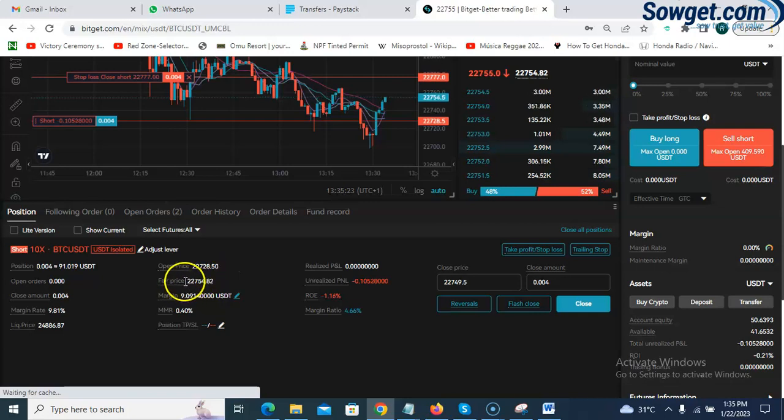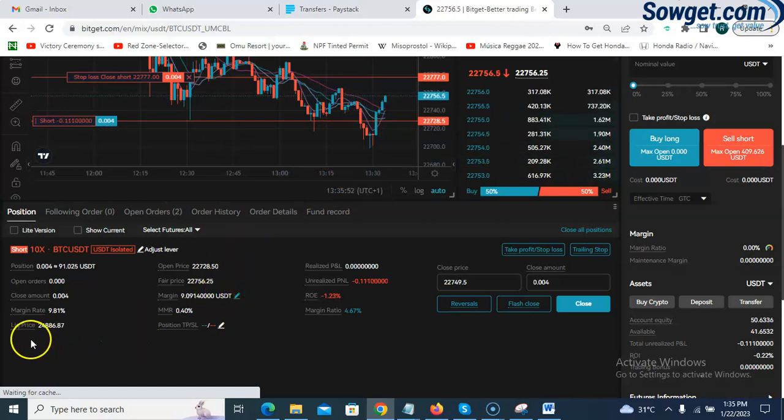So this is the price that we were filled for the trade. Then this fair price is just like the current market price, the current price of BTC USDT on Bitget. And you can see our position, stop loss and take profit here. The stop loss we set is at the top and our take profit is just here. So this is all you need to know about your trading.